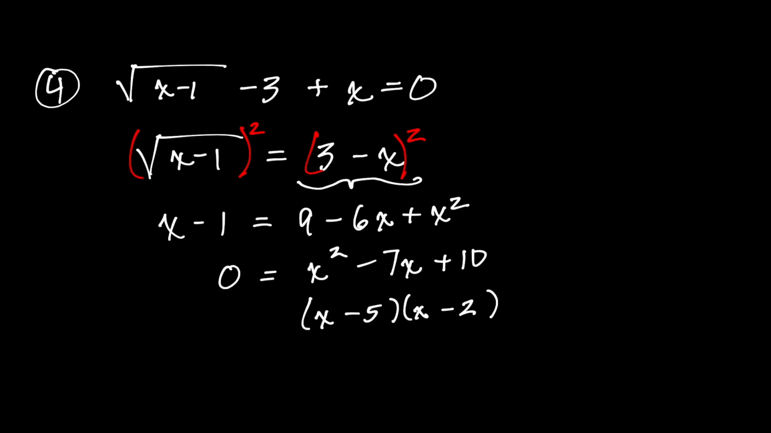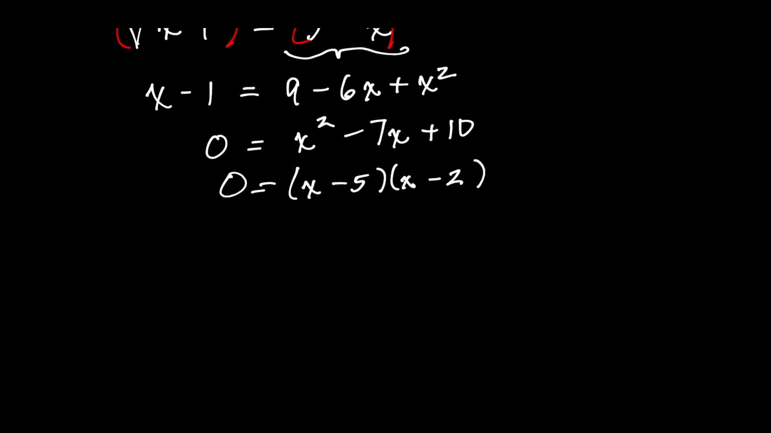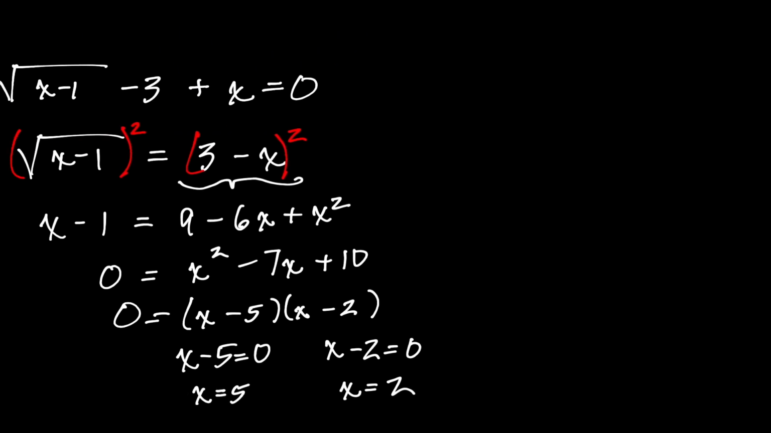So if these are all equal to 0, we're going to use the zero product property. If this times that equals 0, this is 0 or that is 0. So if this is 0, then x is equal to 5. But if that is 0, then x is equal to 2. So now let's go back to the beginning and check these out. We're going to check a 5 and a 2.